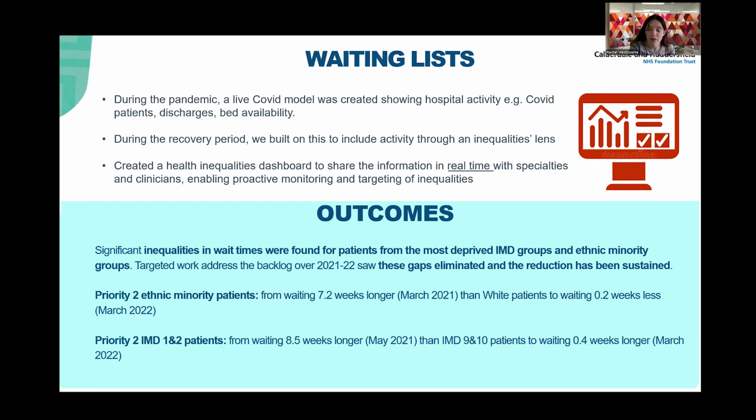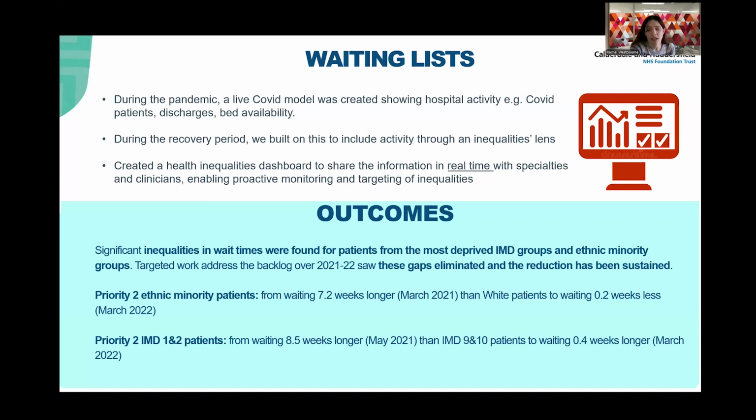And to give an example of what that looked like, when we did analyse our waiting list data through this inequalities lens, we saw that some groups were experiencing significant inequalities in terms of how long they were waiting for their care. So for priority 2 ethnic minority patients, for instance, back in March 2021, we found that they were waiting for 7.2 weeks longer compared to their white counterparts. But then thanks to the proactive monitoring and the action that was taken as a result of that to get the backlog down and to target particular patients, this then reduced to a wait of actually 0.2 weeks less than white patients by March 2022.